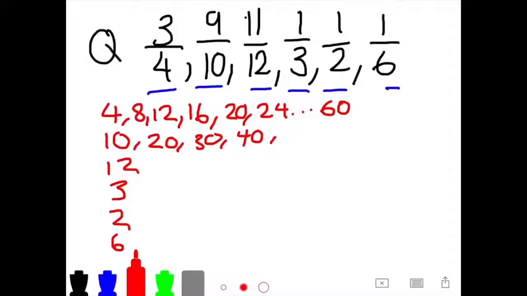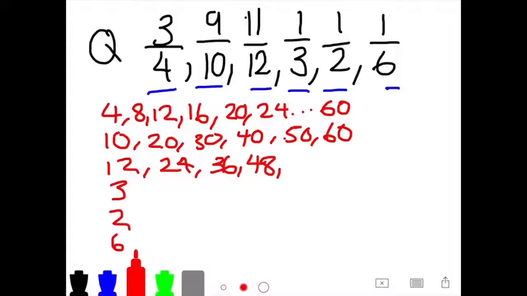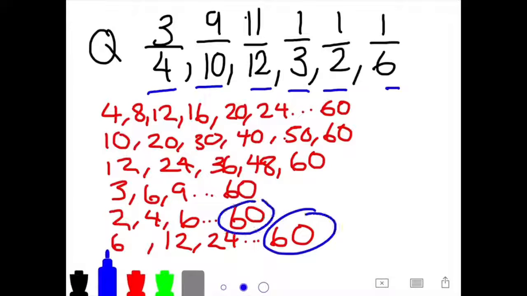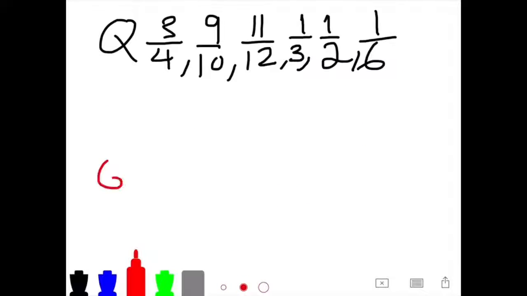10 times 6 is 60, so 60 would be a common denominator. 12 times 5 will be 60 as well. 3 times 20 is 60. 2 times 30 is 60, and 10 times 6 is 60. So the common denominator for all of them is 60. Okay, let's put down their common denominators.